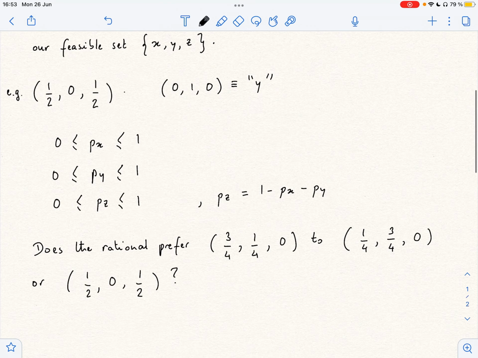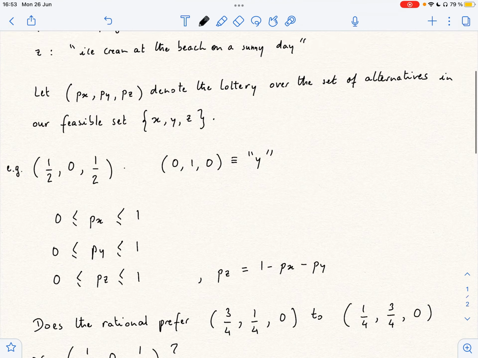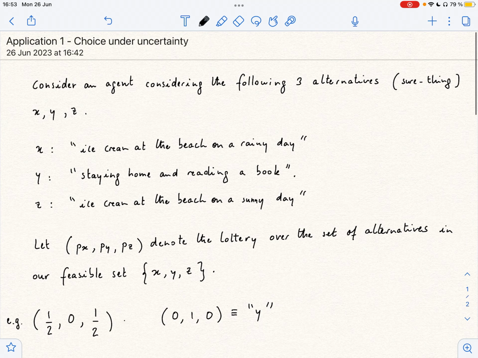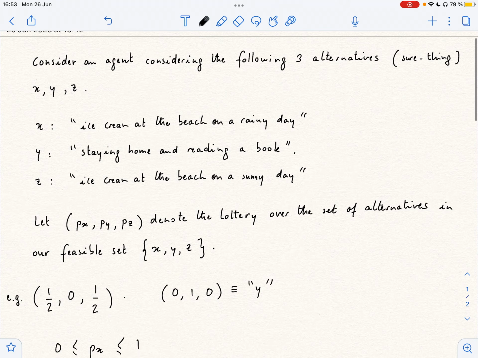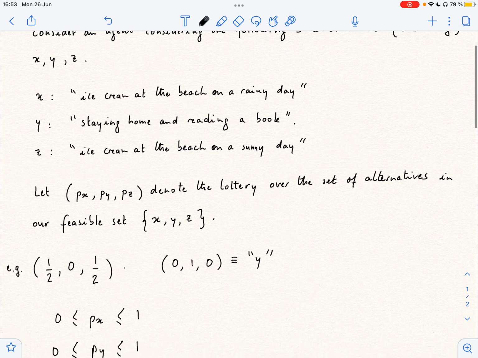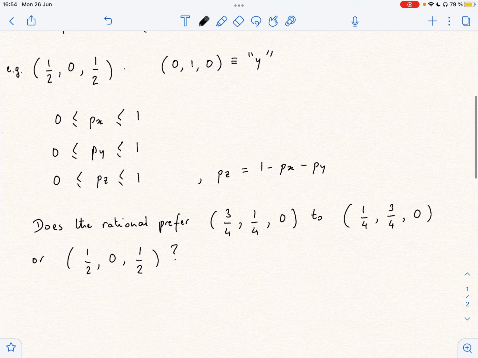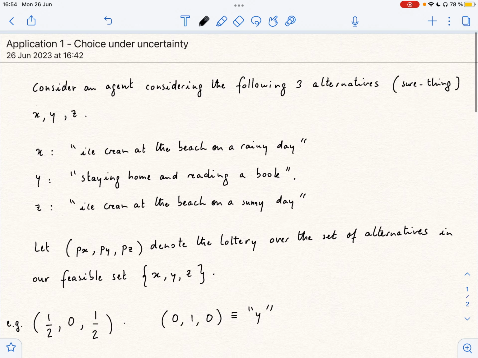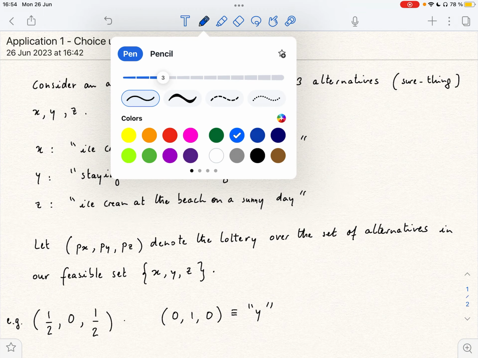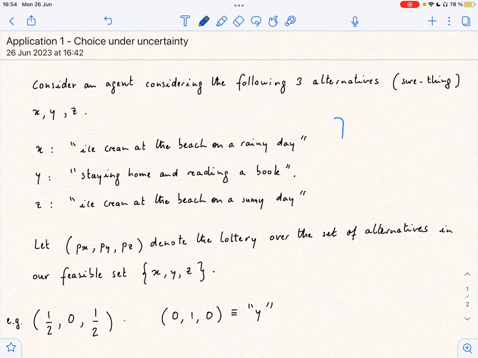So in order to answer this question, we need to have a ranking of the sure thing alternatives first. And if we have such a ranking, we can use the utility associated with the sure thing alternatives to get a utility for each lottery, right? So let's look at our alternatives again. And here we want to say that ice cream on a sunny day is going to be strictly preferred to ice cream on a rainy day, right?